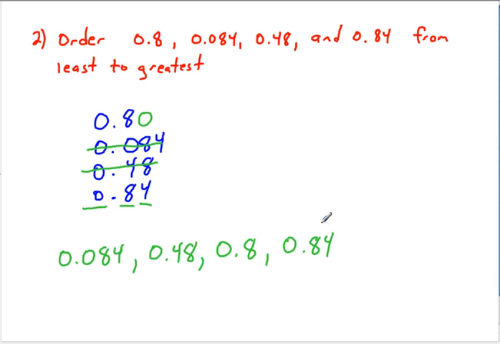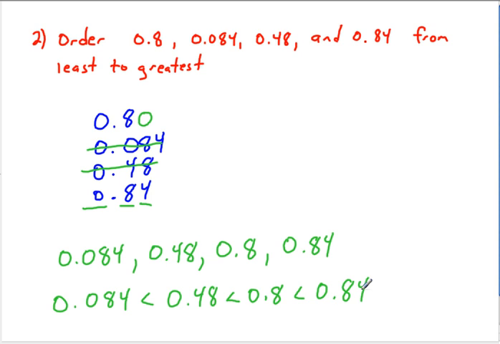And that's it. One of the things we like to do when we have them in order from least to greatest is use an inequality symbol in between to show that it is in order from least to greatest. So I can say 0.084 is less than 0.48, which is less than 0.8, which is less than 0.84. And now we know for certain using those symbols that this is going from least to greatest. Because some people might order something from greatest to least, and so these symbols help tell us what order we're in. Let's try another.